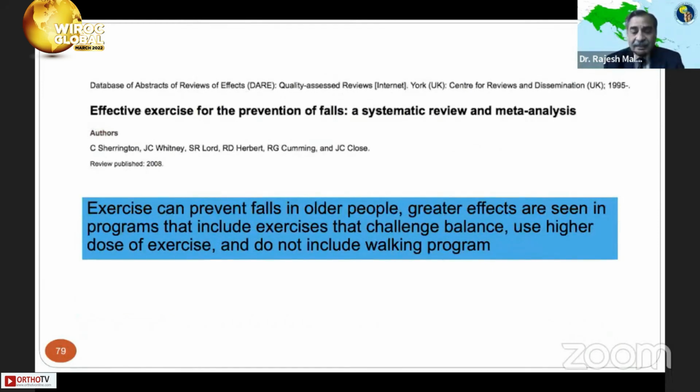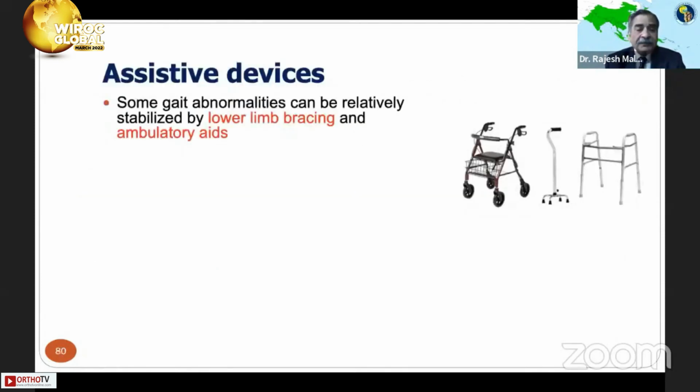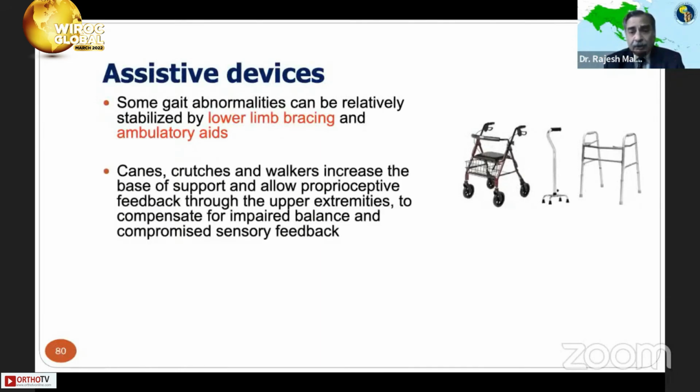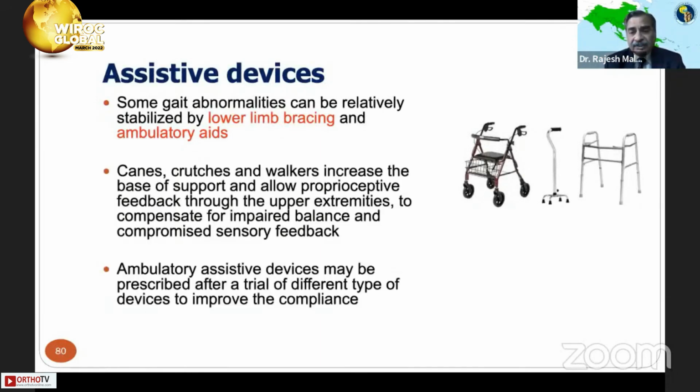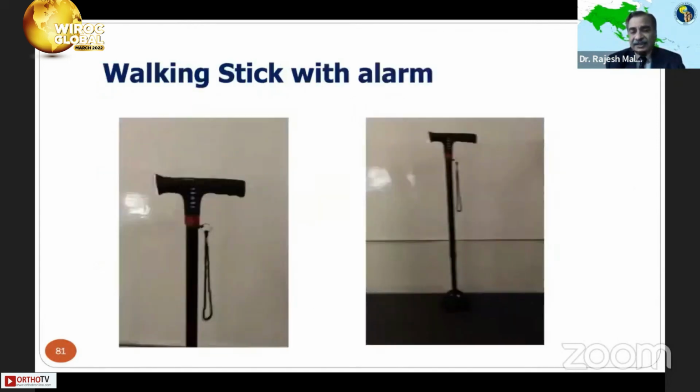And exercises which work best are those which challenge the balance and use a higher dose of exercise, and walking is not really a great exercise for preventing falls. The assistive devices are extremely useful. They actually broaden the base of support, and if your patient is at a high risk of fall, it is better to advise them assistive devices.